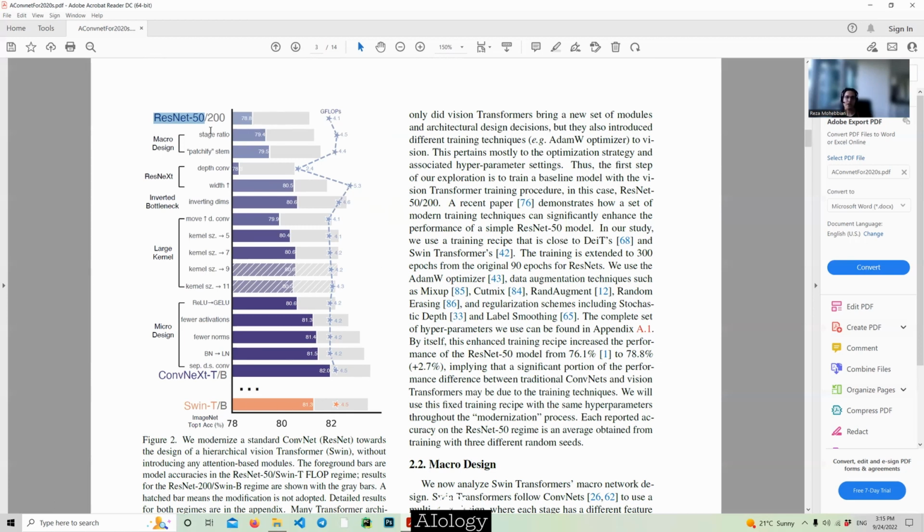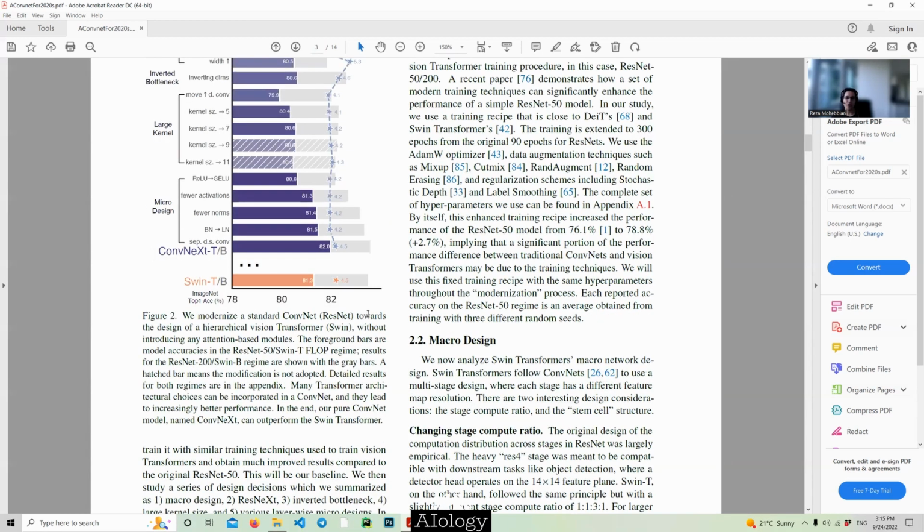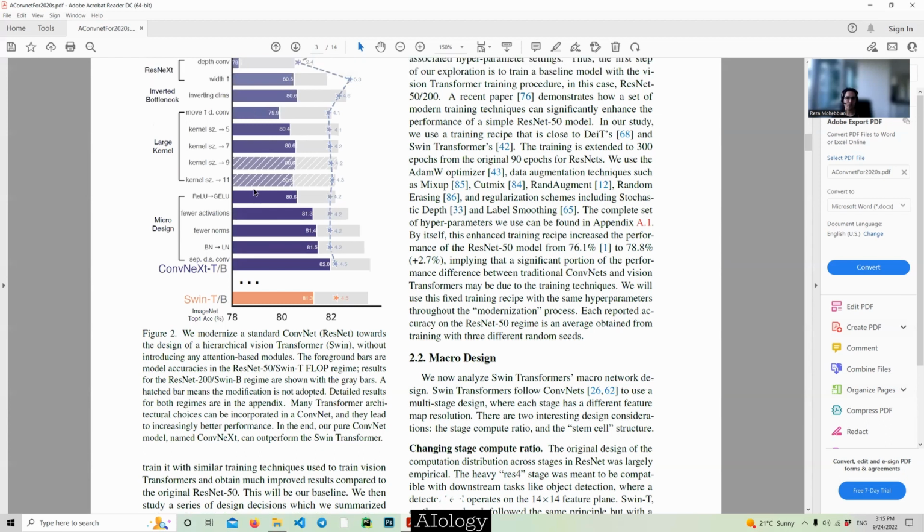So in this paper, they're walking through all of these steps from macro design to micro design, and they're talking about all of these stages, what's happening there. So I will walk through each of them very fast, and also we will look at the code to see how we can use ConvNeXt in our code.